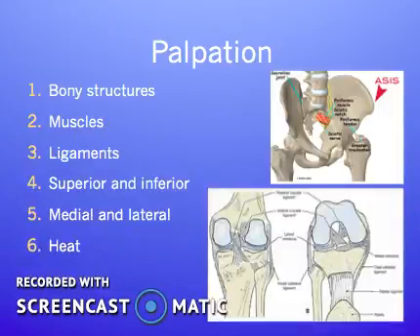Palpation: looking at bony structures, muscles, ligaments, superior and inferior, so looking at what lies above and below that area. For instance, if an athlete complains of pain on her lateral malleolus, I'm going to be feeling up that fibula, medial and lateral, looking at what is on either side of it that can contribute to it, and then feeling for heat.